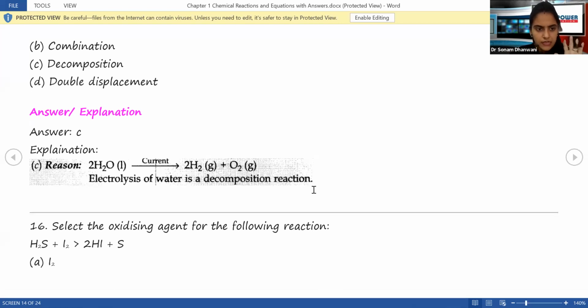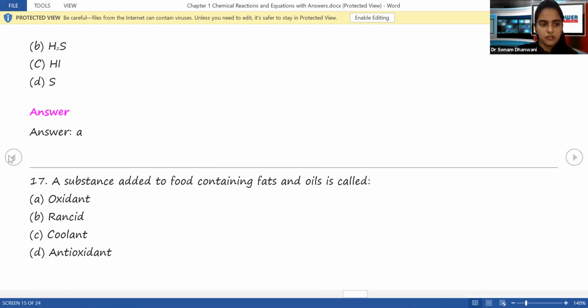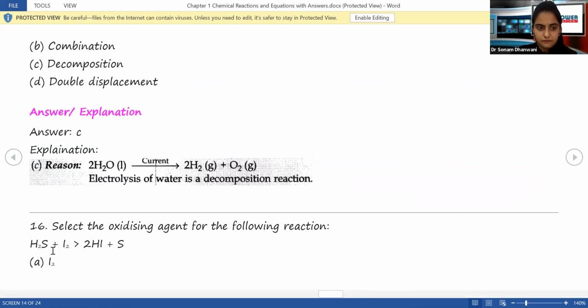Going ahead, select the oxidizing agent for the following reaction. H2S plus I2, that is hydrogen sulfide plus iodine, forming hydrogen iodide plus sulfur. So यहाँ पे oxidizing agent क्या है? Shouldn't it be iodine? Yes, is iodine getting oxidized, right? So yes, it is getting oxidized, or it is becoming the oxidizing agent. It is actually getting reduced, right?